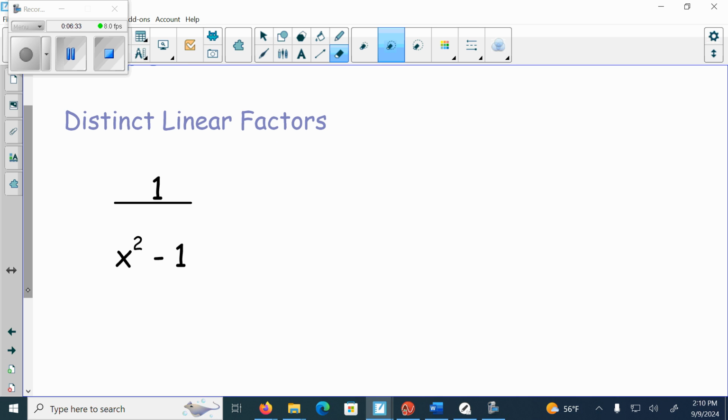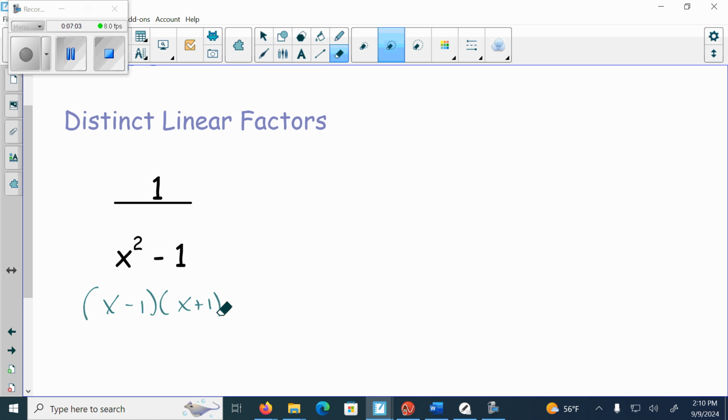Now what I'm going to do is look at the denominator. I'm going to factor it. Josie, how do you factor x squared minus 1? What did you say? x minus 1, x plus 1. Doesn't matter the order that I write those in. So those are my factors.